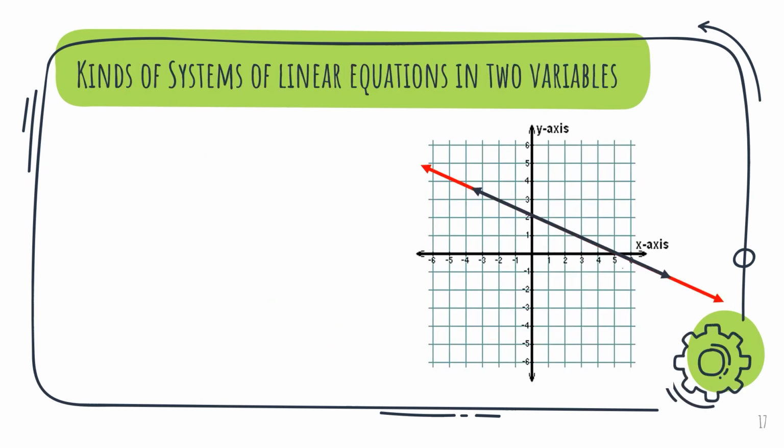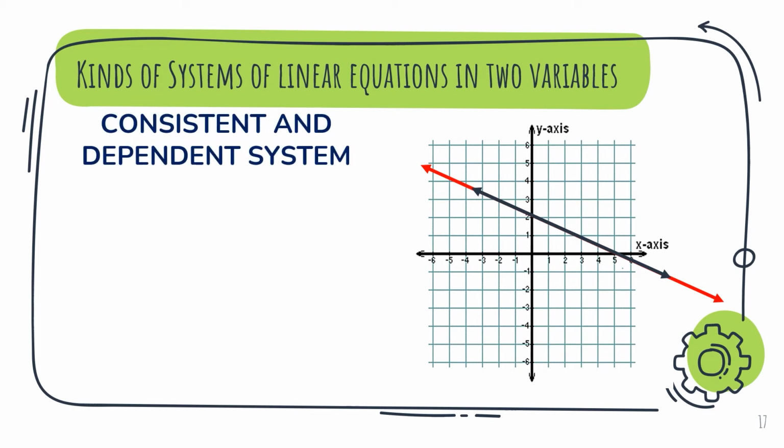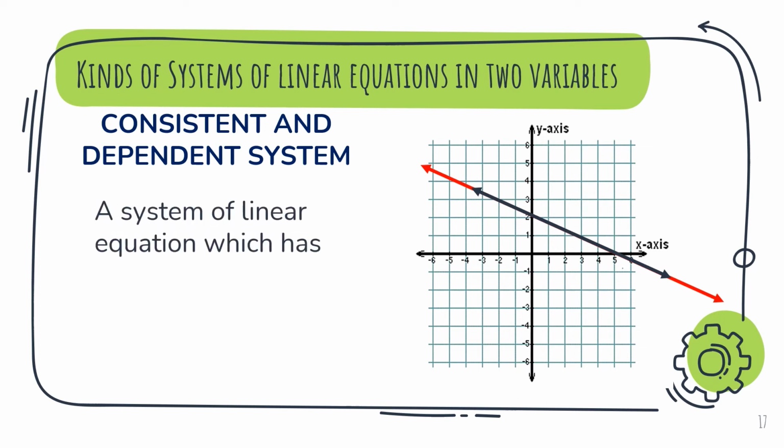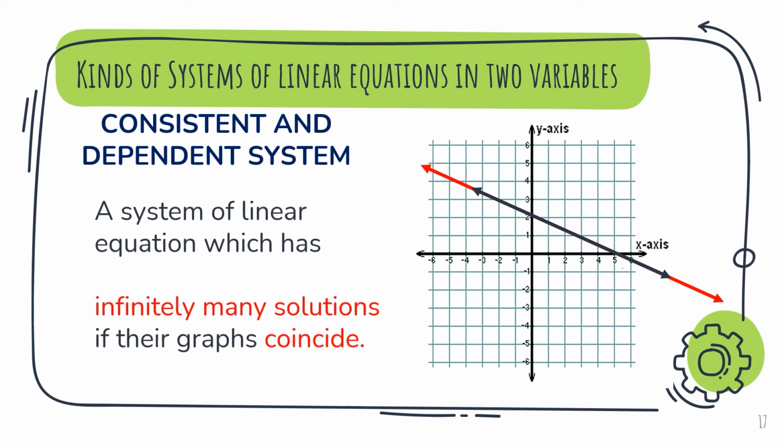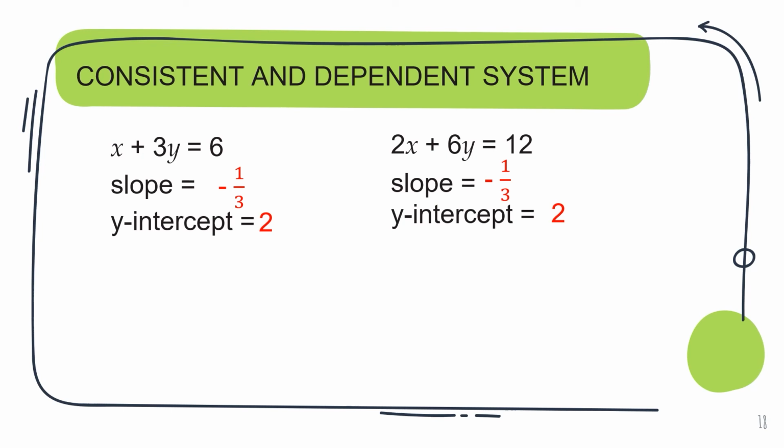The third kind of system of linear equations in two variables is the consistent and dependent system. A system of linear equations which has infinitely many solutions if their graphs coincide. For this pair of equations, x plus 3y is equal to 6 and 2x plus 6y is equal to 12, this is considered a consistent and dependent system because the slope is the same and the y-intercept is also the same.